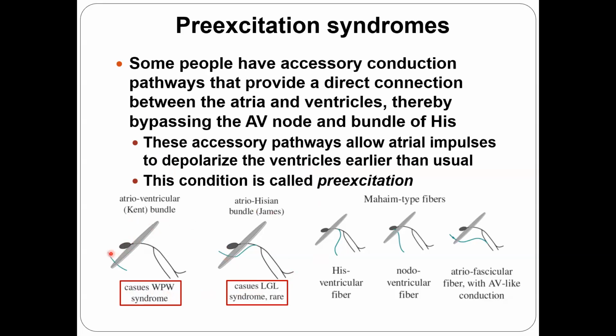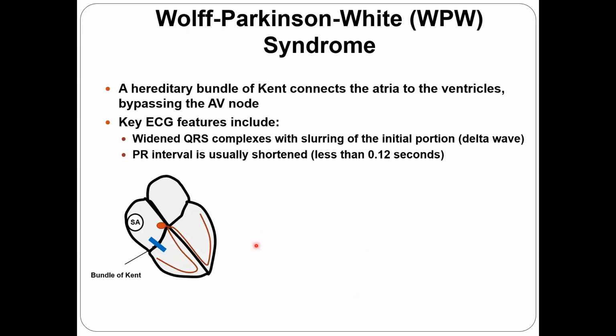This is a muscle type bundle that is connecting the atrial muscle to the ventricular muscle. And of course, the ventricle activation or conduction is faster than an AV conduction. This is why the charge gets faster to the ventricle. And another one, the James fiber, goes from the atrial muscle directly to the bundle of His. This is a different one, and that gives you a different ECG sign.